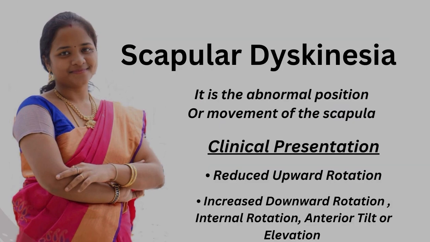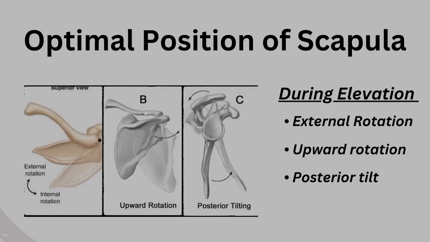This video is on scapular dyskinesia. Scapular dyskinesia is nothing but the abnormal position or movement of the scapula, and the clinical presentation includes reduced upward rotation, increased downward rotation, anterior tilt or elevation, and internal rotation. Optimal position of scapula during elevation includes external rotation, upward rotation, and posterior tilt.